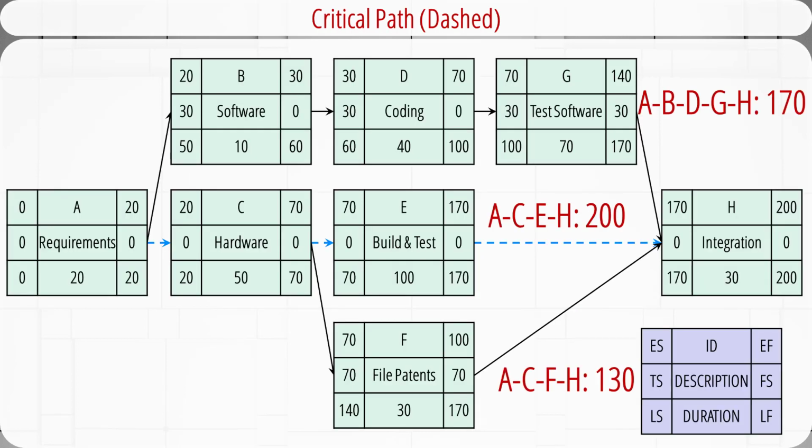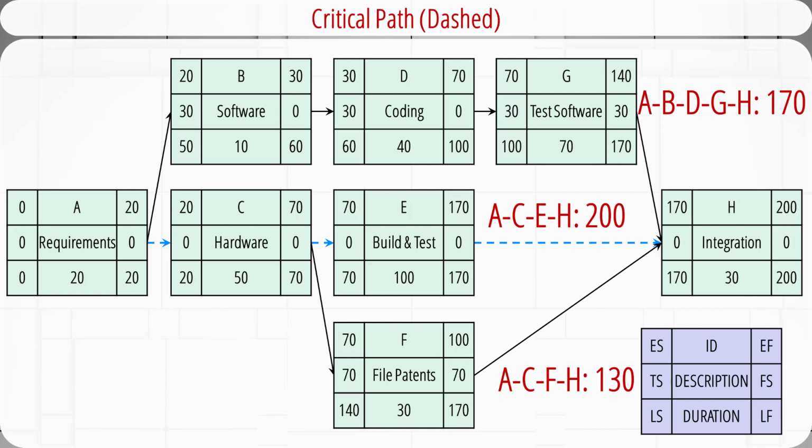In this example, we have a total of 3 paths from A to H. They are ABDGH, ACEH, and ACFH. For the first path, the length is the sum of their durations, 20 plus 10 plus 40 plus 70 plus 30 equals 170 days. The length of the second path is 200, and the third path is 130.